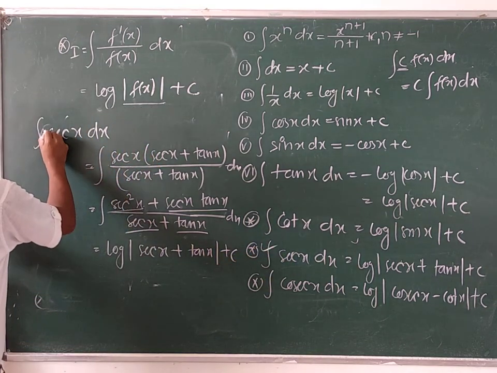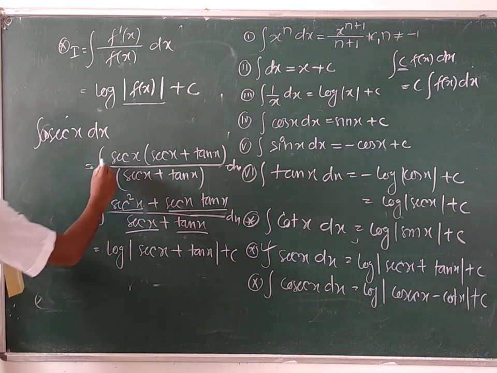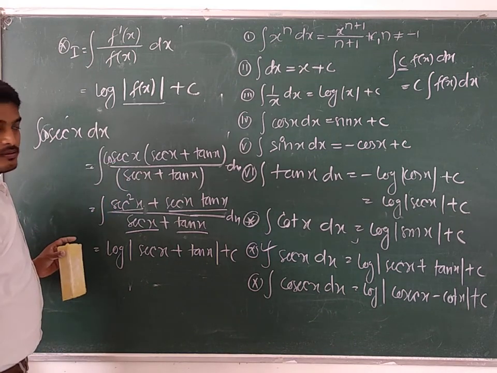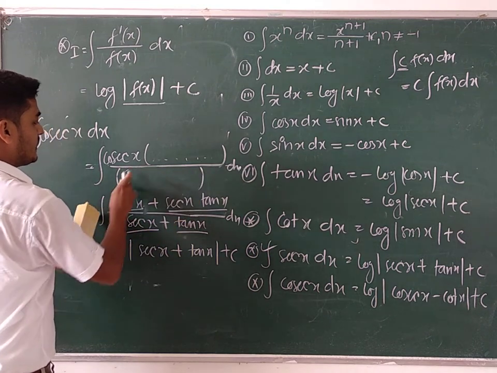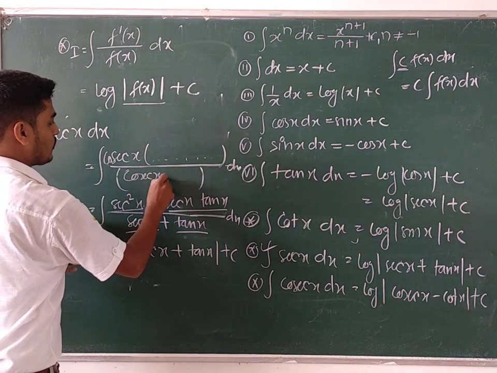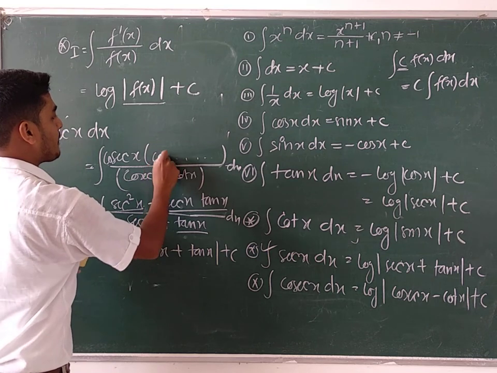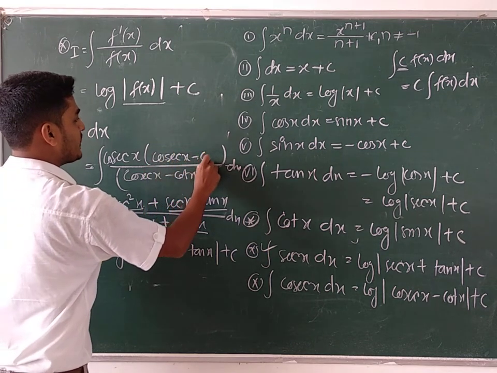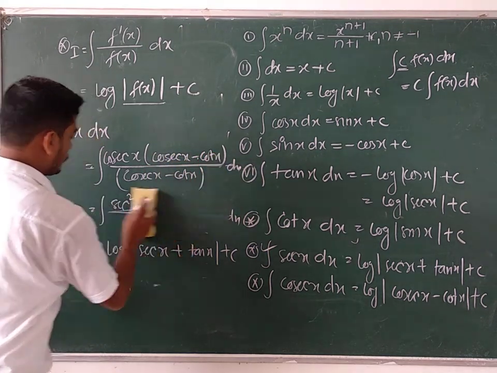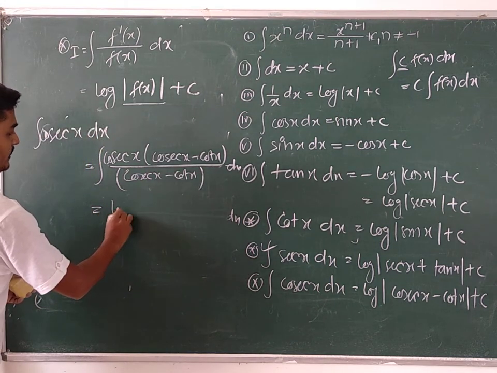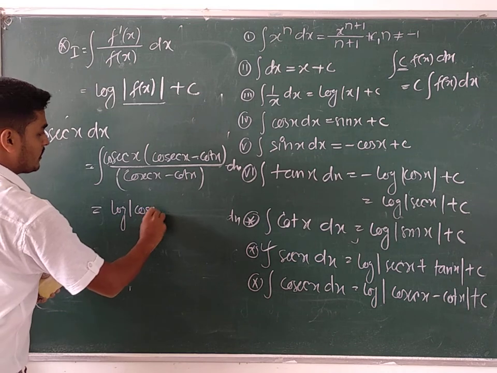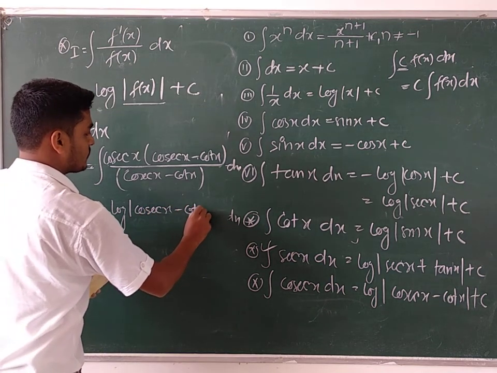Similarly, for cosec x, we have to write down in the same way, cosec x minus cot x over cosec x minus cot x. So after the simplification, you will get it, as the numerator is the differentiation of the denominator. So log of cosec x minus cot x.